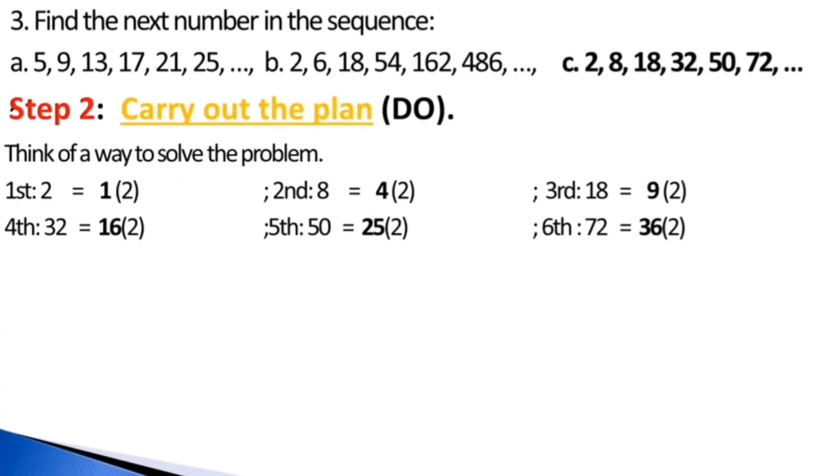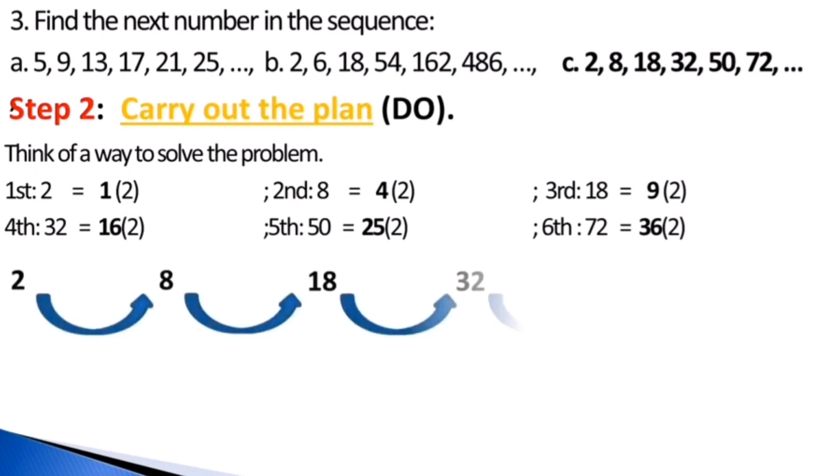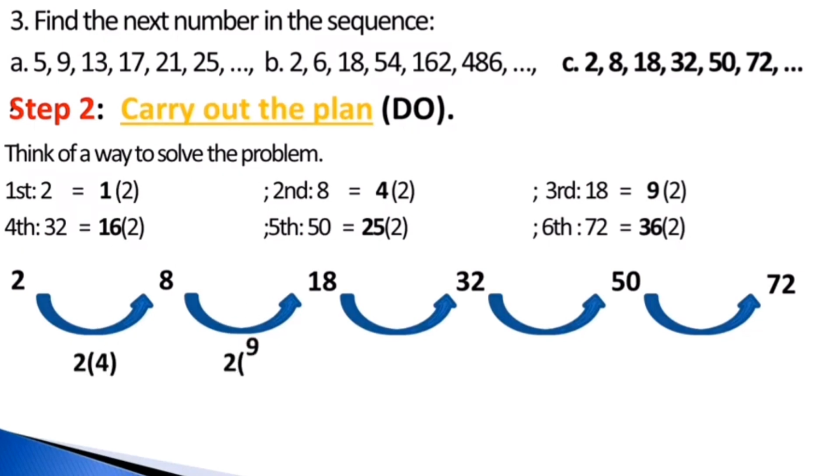The third step is to carry out the plan. Let us show it in this way. We know that if we multiply 2 by 4, we have 8. The same as 2 times 9 equals 18, as well as 2 times 16 equals 32, and the last is 2 times 36. Let us observe one of the factors. One factor is 2, the same, but the others are different as the number increases.